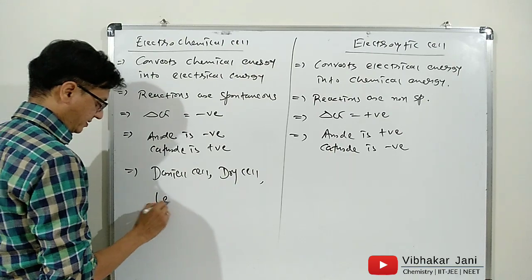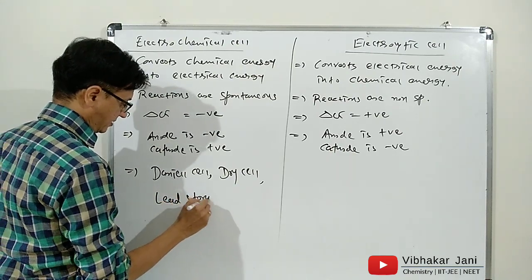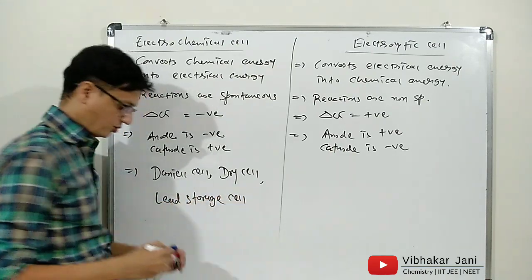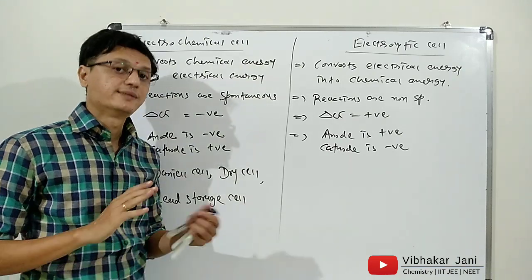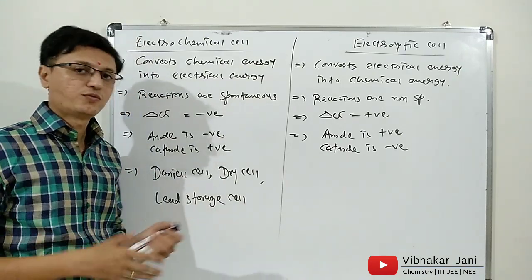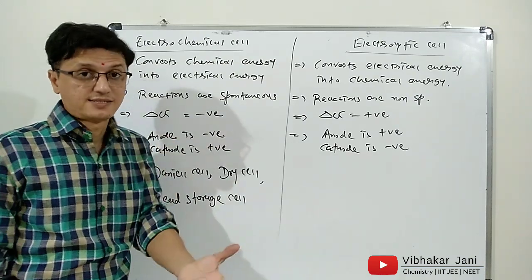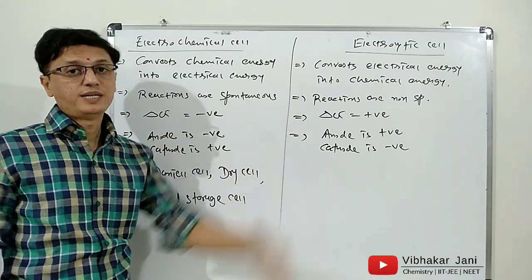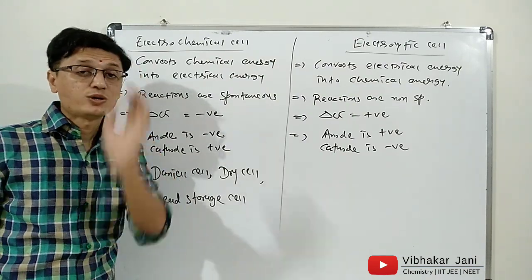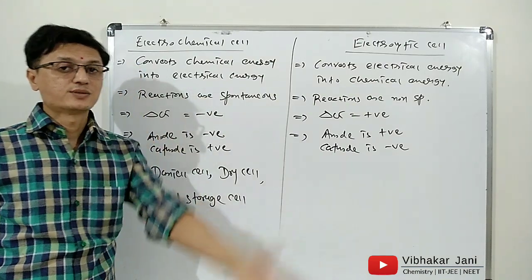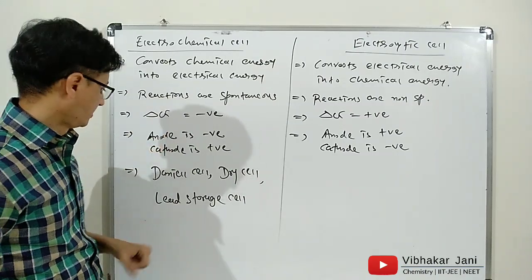Then lead storage cell. All the batteries which are used in automobiles, two-wheelers or four-wheelers or even buses and trucks, have a large battery, that is lead storage cell. It also produces electricity on its own by chemical reactions.